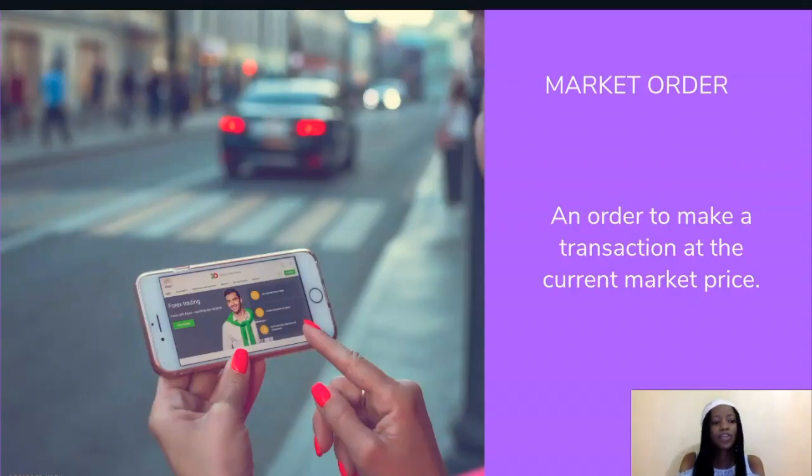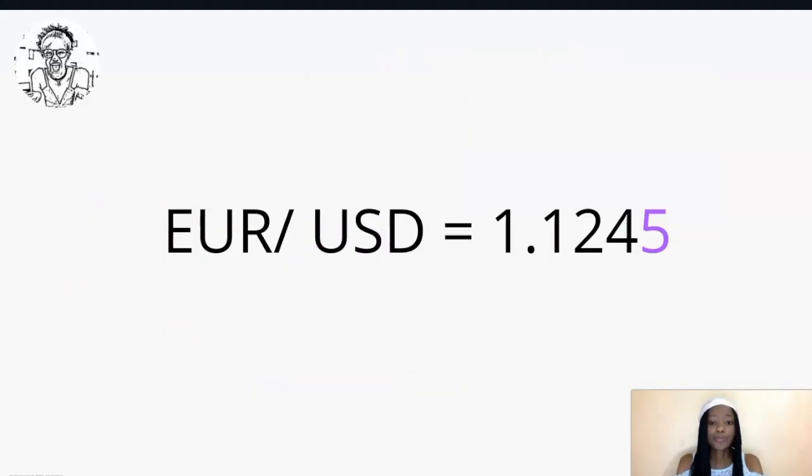A market order is an order to make a transaction at the current market price. Example, we have our Euro USD quote at 1.1245. So a market order essentially just means a Forex trader stating that, hey, I want to buy my Euro USD pair at the current market price, which is at 1.1245. I don't want it at 1.1244. I don't want it at 1.1246. I just want it at 1.1245. Okay? Remember, this goes for both buying and selling, not just buying. I just had to put that out there.